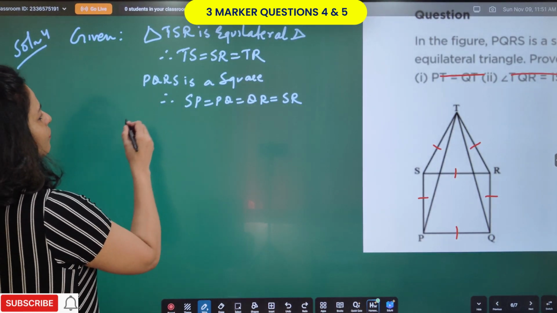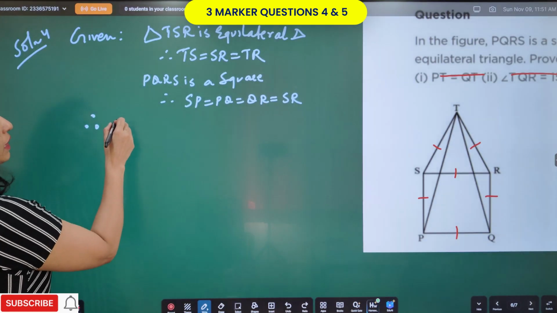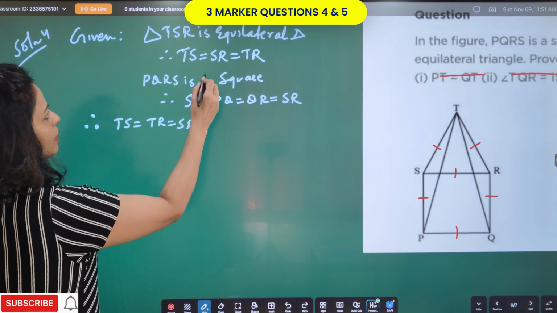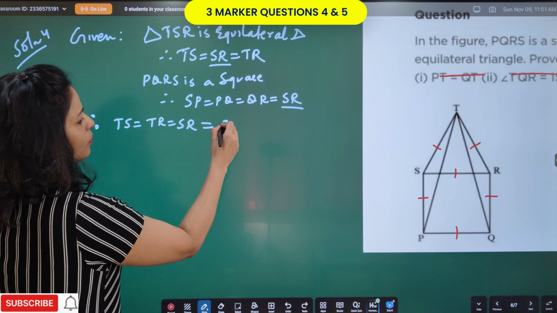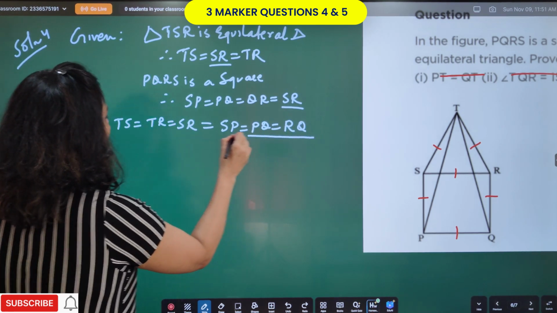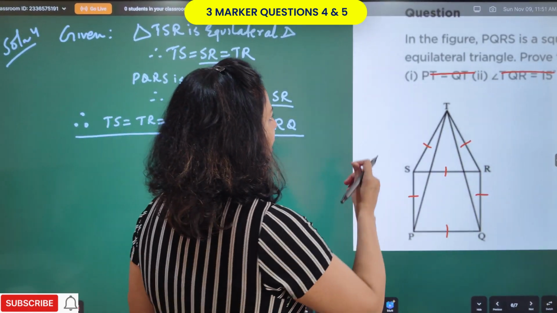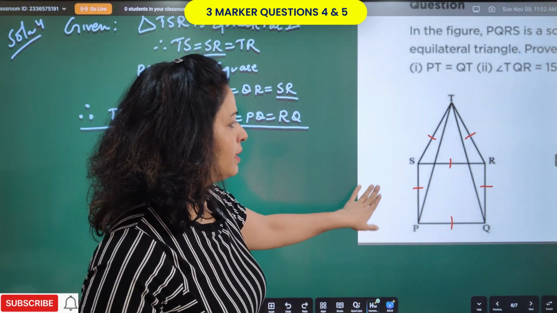So what we can say is, therefore all the sides are equal. TS is equal to TR is equal to SR, right? Because SR is common here, and here also SP is equal to PQ is equal to RQ. So if you see, all the sides are equal to each other. Okay, now why I gave you this, we will try to understand now.